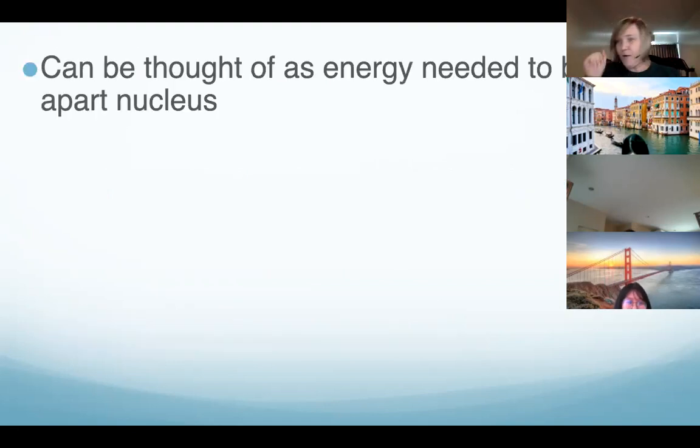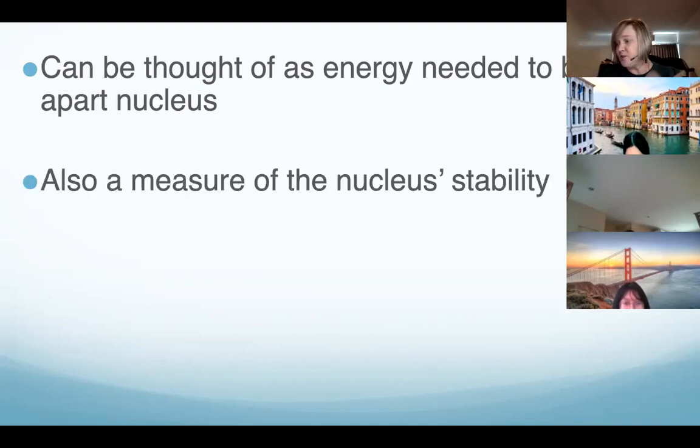Okay, so again, like I said, it can also be thought of as energy needed to break apart the nucleus. Just like we studied in bond formation and bond breaking, the more energy that's released, meaning the more energy required to break the bond, is kind of an indication of how strong the bond is. So nuclear binding energy is also an indication of how stable the nucleus is. The more energy that's released, the more stable the nucleus is.